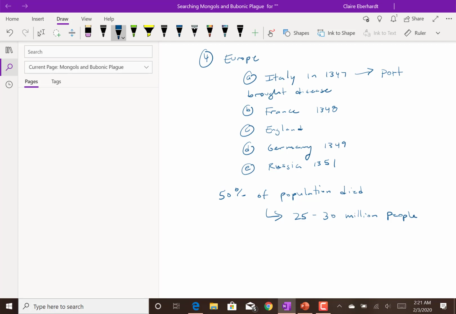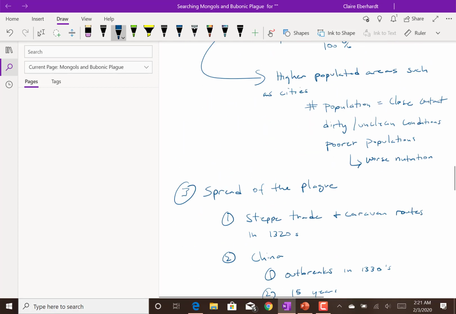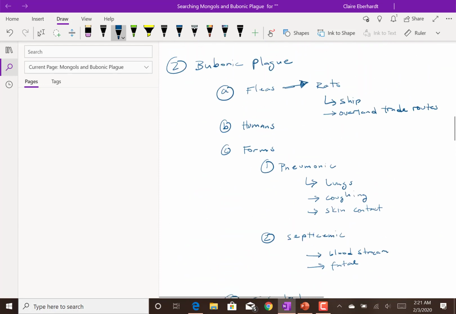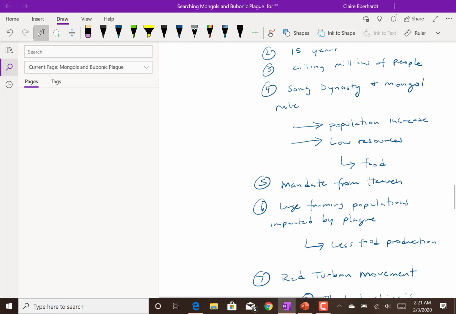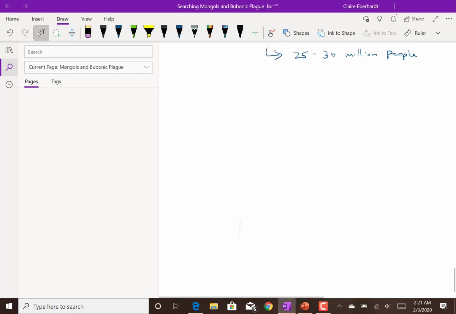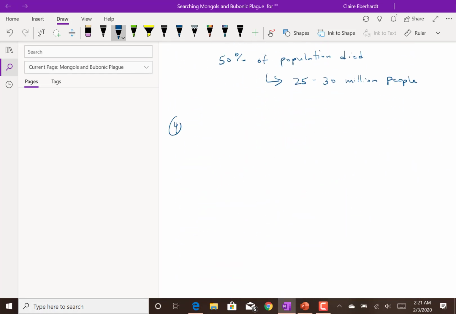So what we want to look at now is the reactions to the plague.